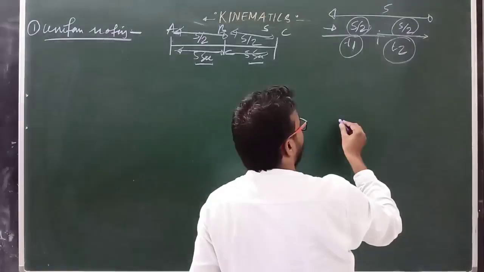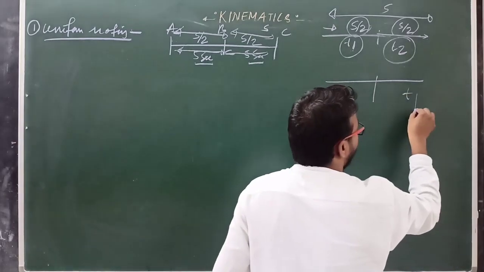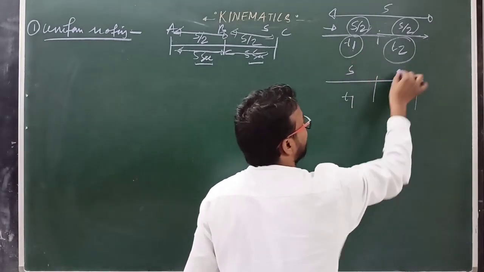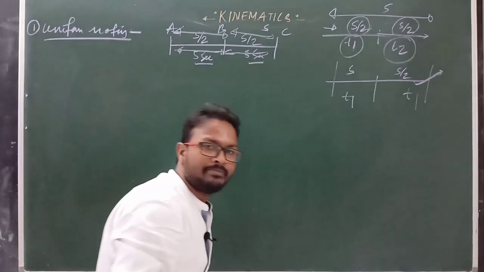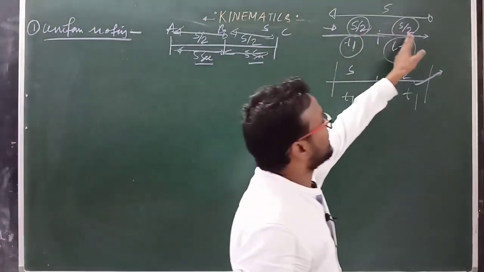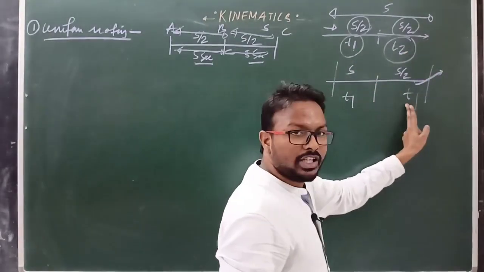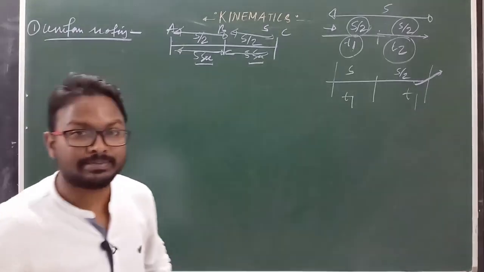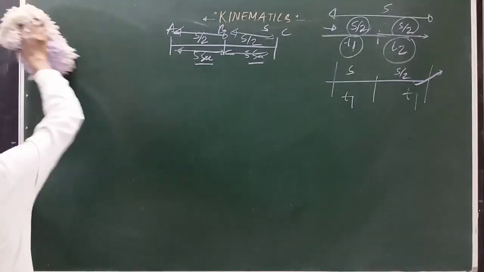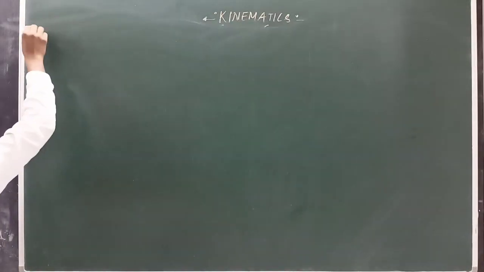Clear? Or in another format, equal time interval means time t1 and here time t1, but distance may be different. Suppose this distance s and this distance s by 2. This is known as variable speed. So what is variable speed? When a body covers equal distance with unequal time, or equal time period with unequal distance, this is known as variable speed. Clear? So for variable speed we have to calculate average speed, which is an important case. So find average speed.